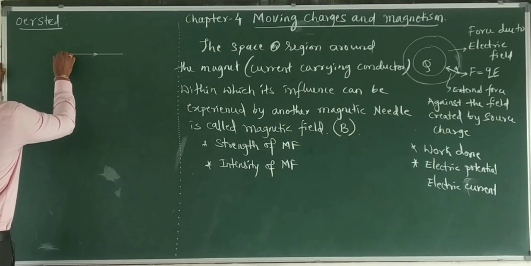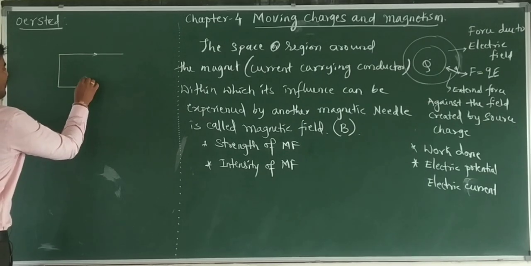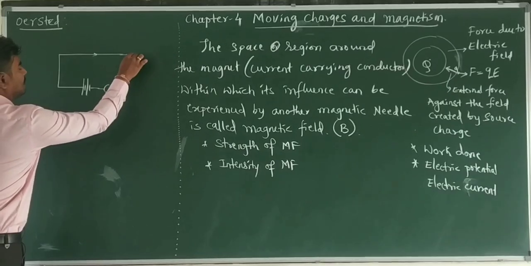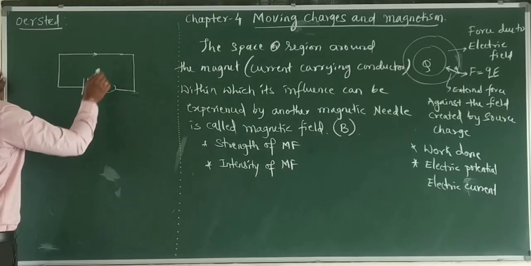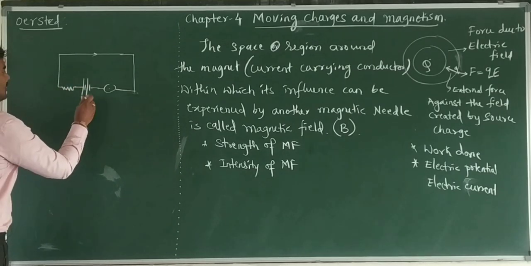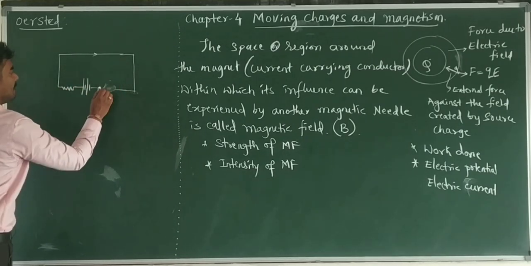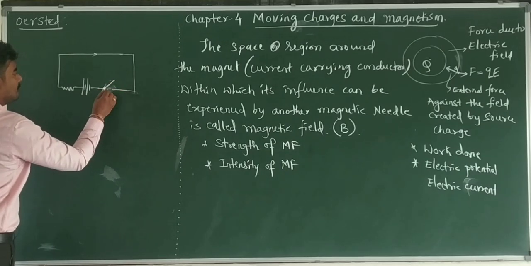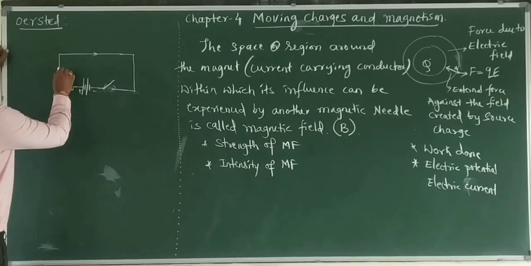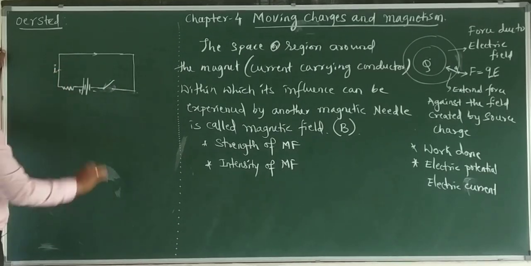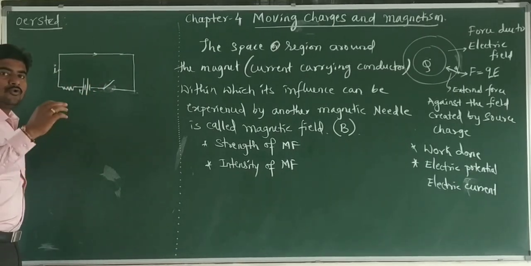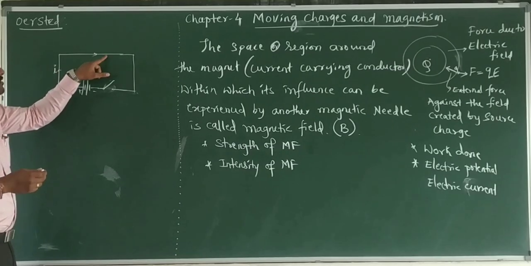This is a wire carrying a certain amount of current. Say one battery is there, and this is the key. This is a battery and this is the key. This is positive, this is negative. Say current I is flowing through this conductor. This is a wire, an open wire I can say. Open wire means no plastic is wound on this wire.